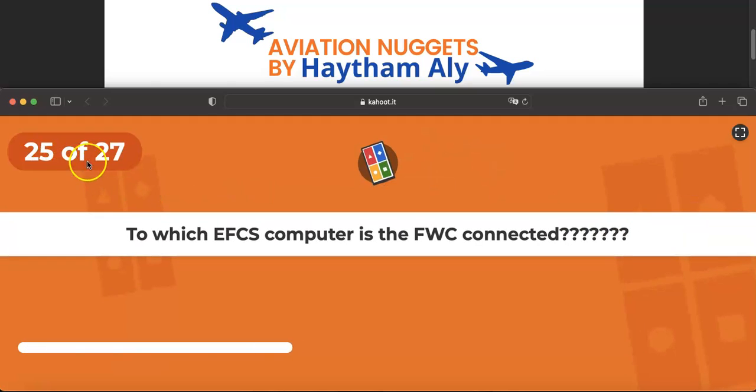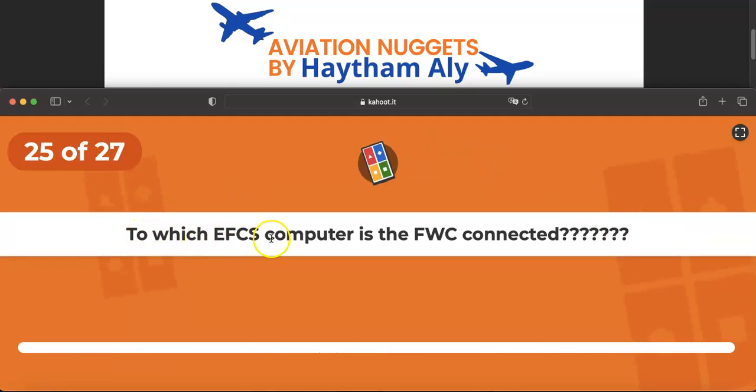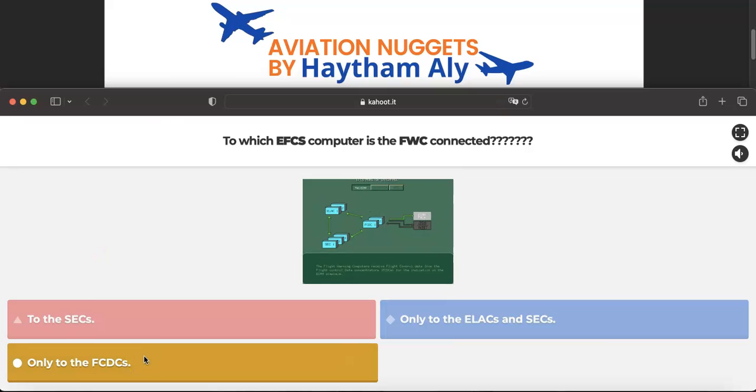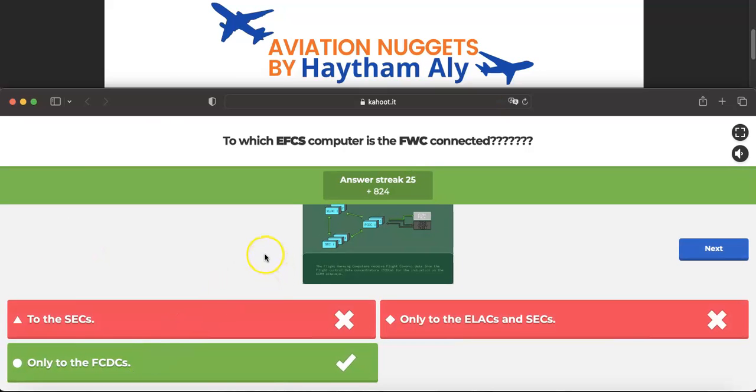Question 25 of 27. To which electrical flight control system computer is the flight warning computer connected? To the SECs only, to the FCDC only, to the ELACs and SECs. Also, flight warning computer are connected to the flight control data concentrators. So the right answer is only to the flight control data concentrators.